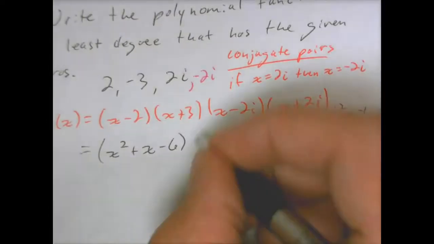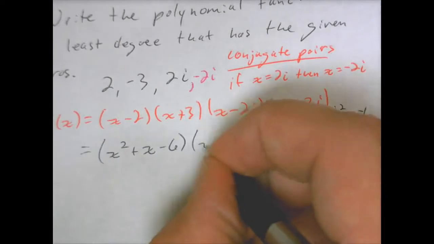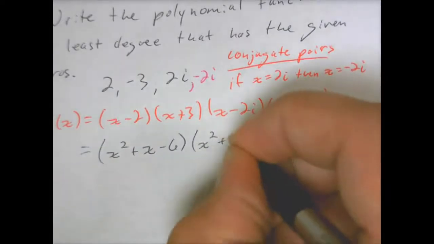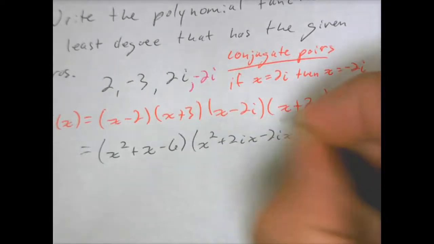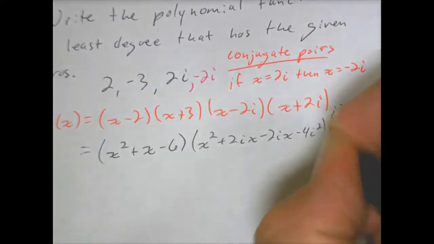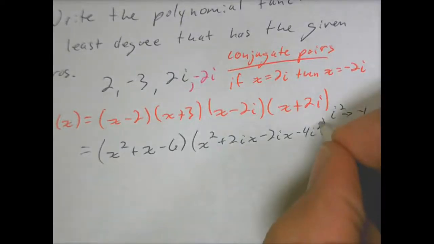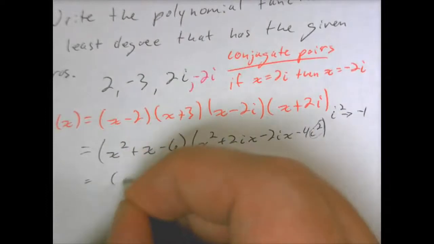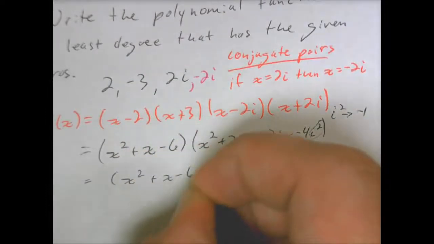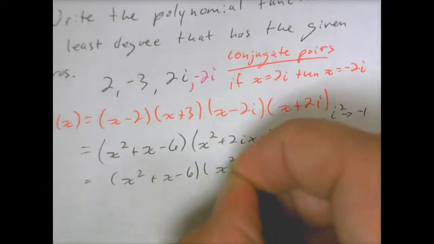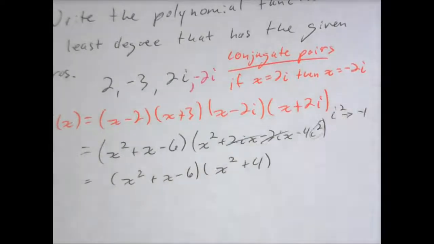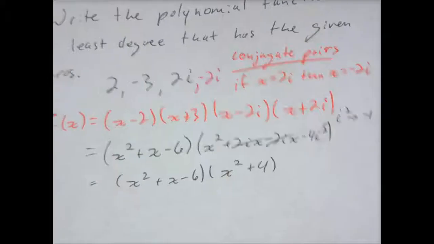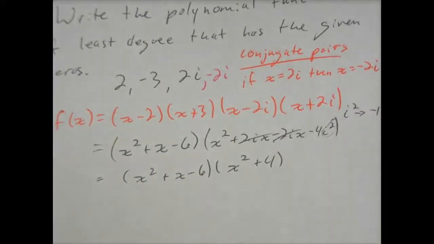Okay. So if I multiply this out, I'll have x times x is x squared, plus 2ix, minus 2ix, minus 4i squared. If i squared is just negative 1, then this is really just negative 4 times negative 1. So this is the same thing as x squared plus x minus 6 times x squared, that makes 0, so plus 4. Cool. And then it's just a matter of multiplying these out.